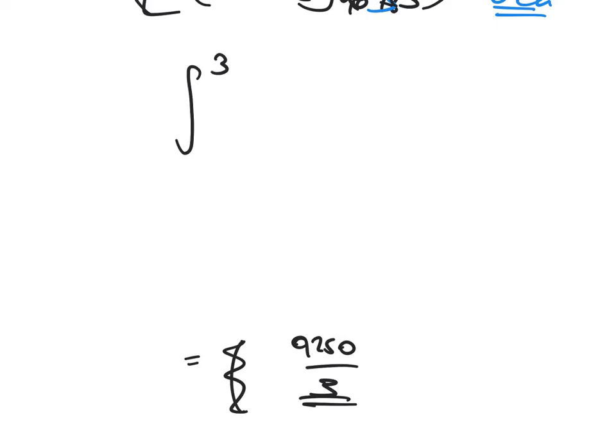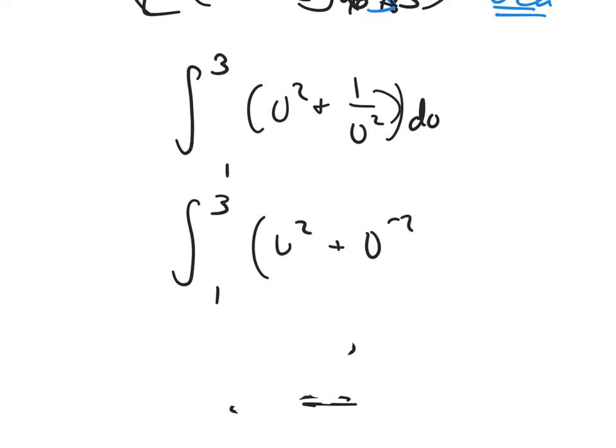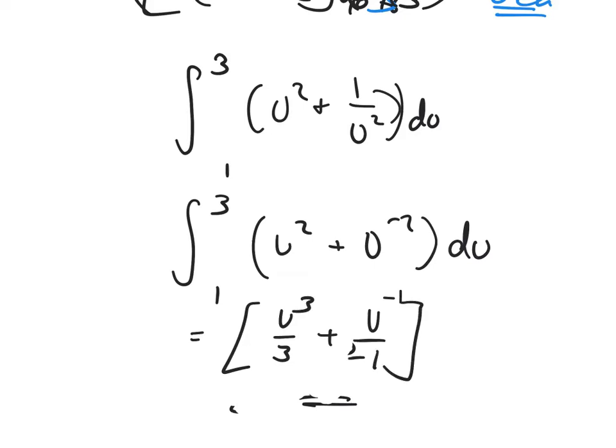We're going to integrate between 3 and 1, u squared plus 1 over u squared. Okay, so that'll be u squared plus, bring that up, u to the minus 2. And then I'm going to integrate and add 1 onto the power, divide by my new power, u cubed over 3 plus u to the minus 1 over minus 1. That's between 3 and 1.